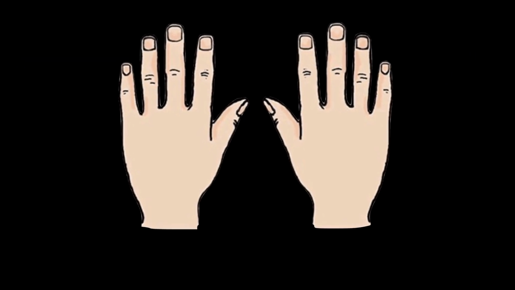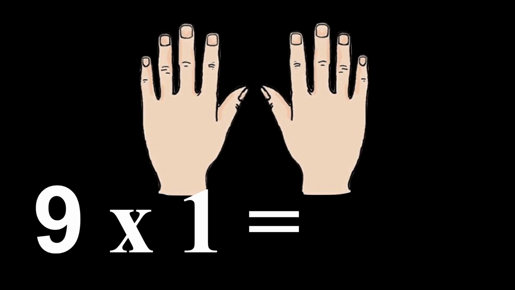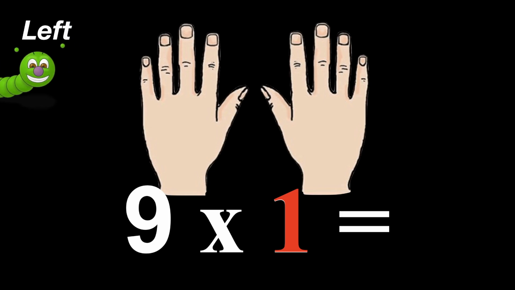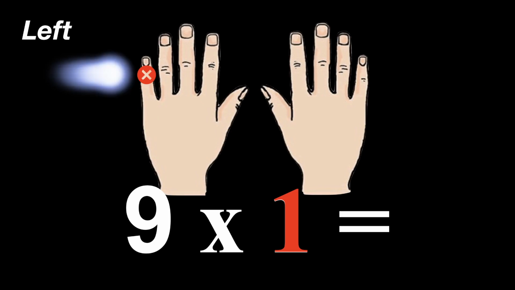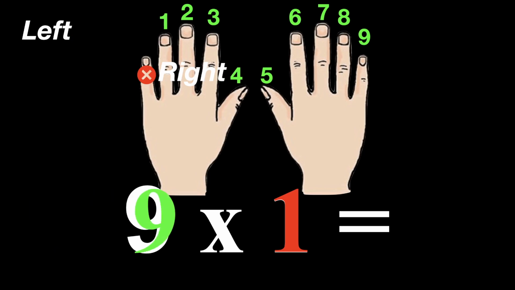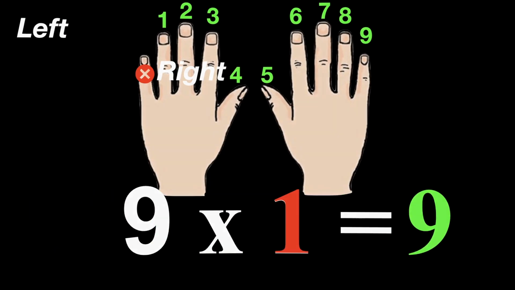Okay. So here's how it works. For example, 9 times 1. You want to start from your left, thank you, Wally, and you're going to bend your finger, in this case, your first finger. Then you want to count how many fingers are to the right. So in this case, 9. So 9 times 1 equals 9.